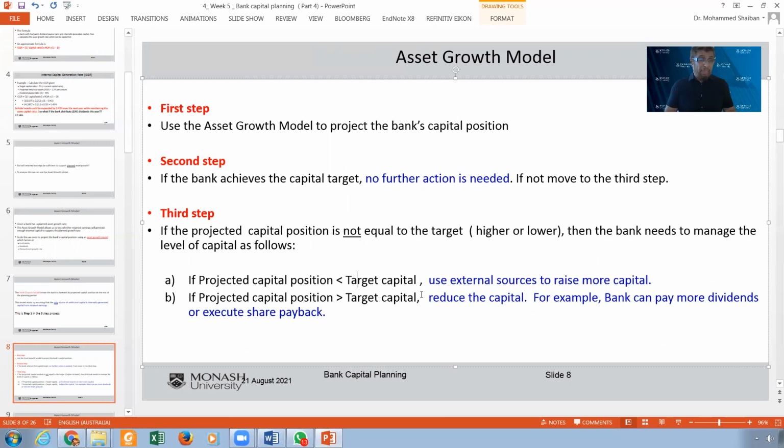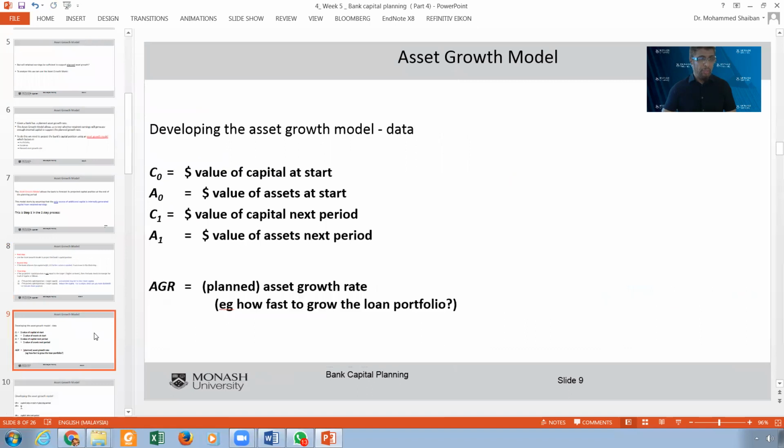But sometimes maybe the news is so good and the year is so good that my projected capital position after the operation is even more than what I want to have, because it supports my target capital and more. So in this case, I have to reduce it. The way to reduce that capital is that I may increase my dividend payments, or I may do what we call share buyback. For the buyback, I go and buy my shares from the market and use this extra capital. And this is a good thing to do.